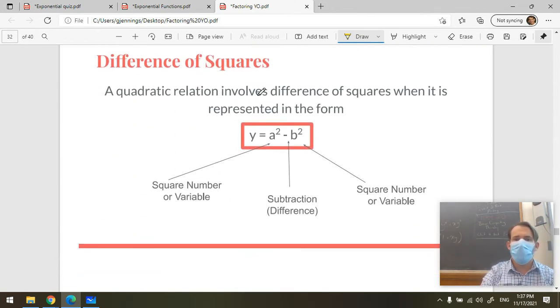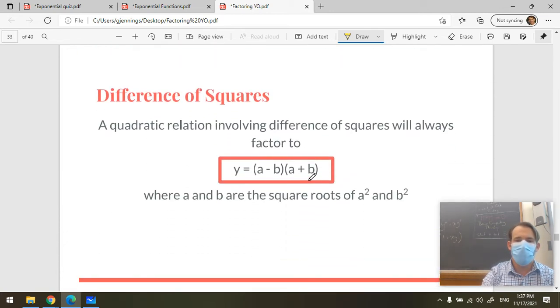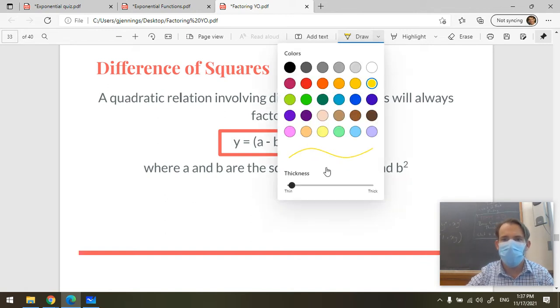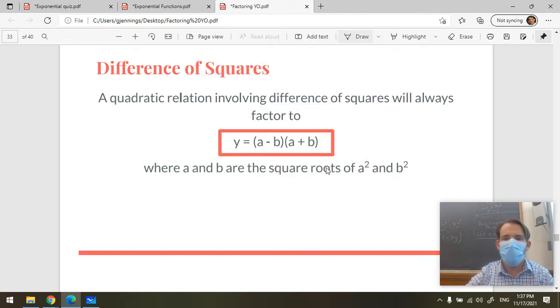Okay. These are quadratic relations that have a difference of squares if you can write it as a squared minus b squared. If there's some square here minus another square, they always factor the same way. They always factor like this. They're always going to factor into y equals a minus b times a plus b. Okay? And so what did we start with here? If I said I'm thinking of a function that's y equals a squared minus b squared, then you would say, well, that's the same thing as y equals a minus b times a plus b.